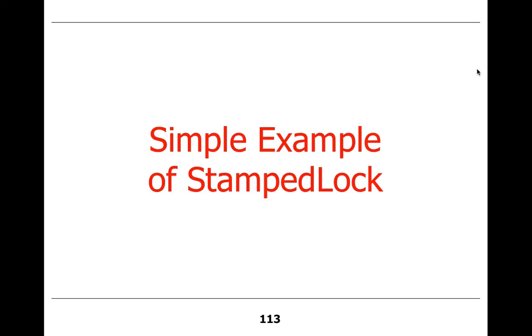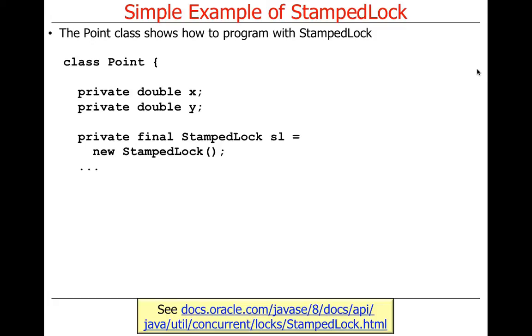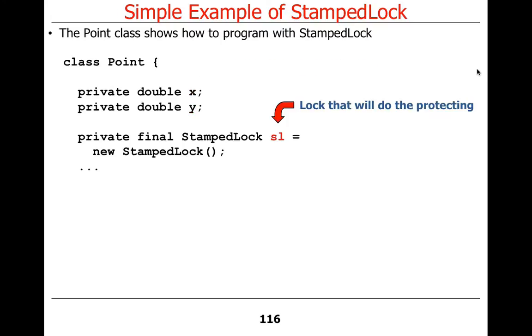All right, let's take a look at some examples. A lot of this stuff doesn't make any sense until you actually see it get used. This particular example comes from the documentation. I'm going to walk through it and give a more blow-by-blow description of what it's doing. Let's assume we have a point class with x and y, and that's the state that we want to protect. Then we have a stamped lock, and that's the guy that's going to actually do the protecting.